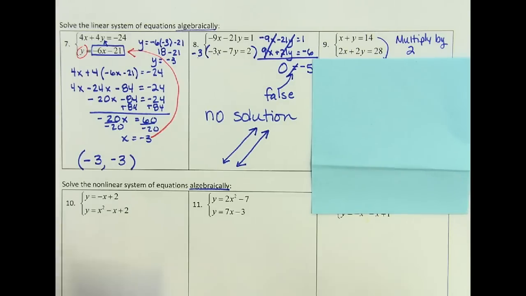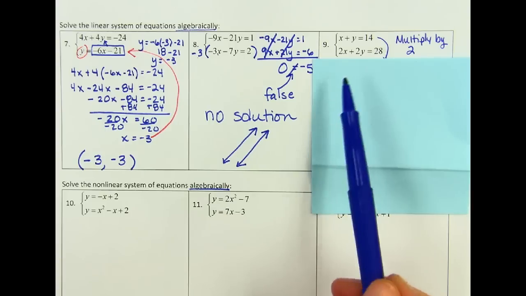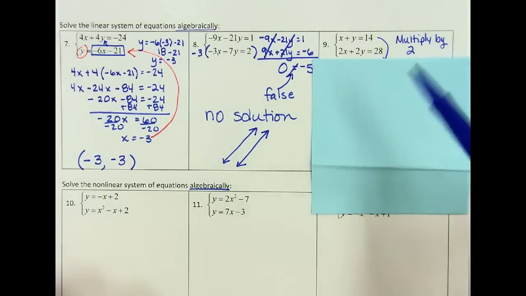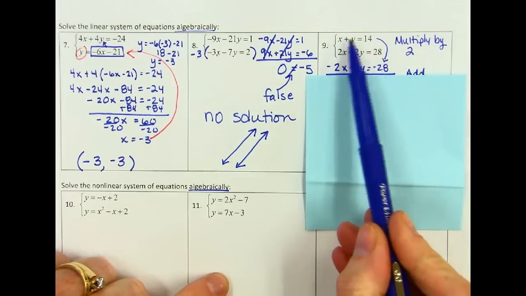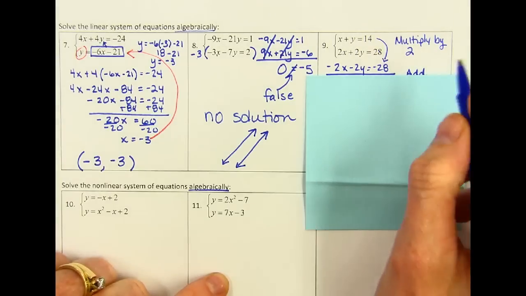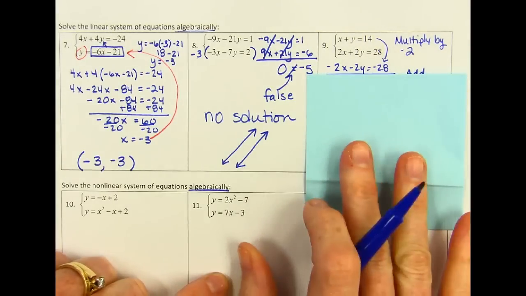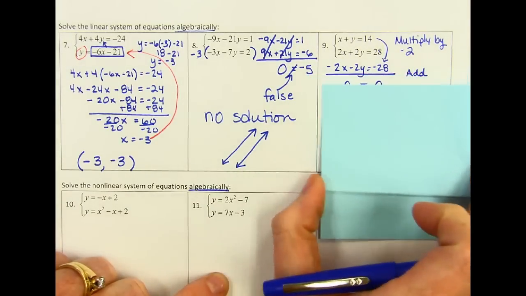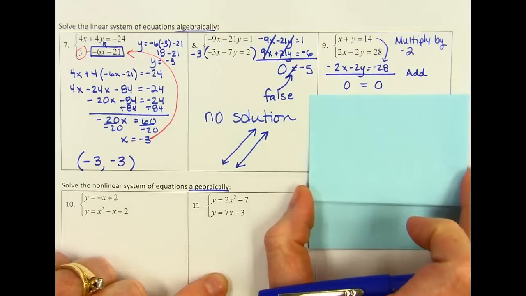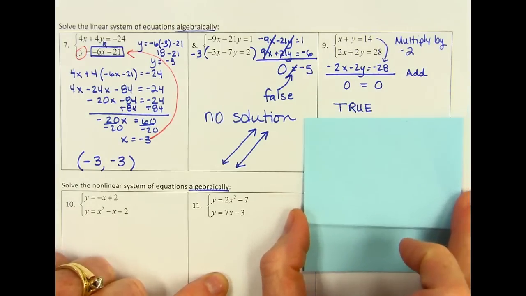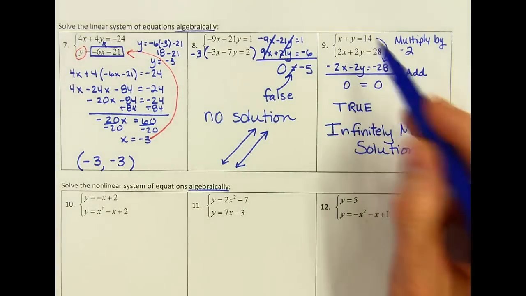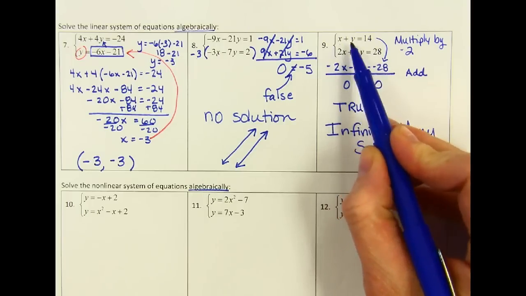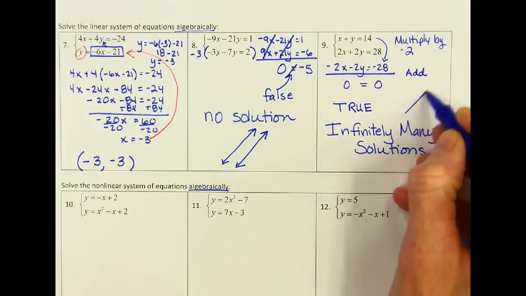What I have decided to do, since everything was in standard form, I decided to do linear combinations. So the first thing I did is I multiplied the top one by 2, and the 2 was actually a negative 2. Then I added the bottom and this equation together, and everything canceled out. So I got 0 equals 0, which in this case is a true statement. And if it's a true statement, we are dealing with infinitely many solutions. So really, if you look at these equations, if you multiply the top one by 2, they are the same line.